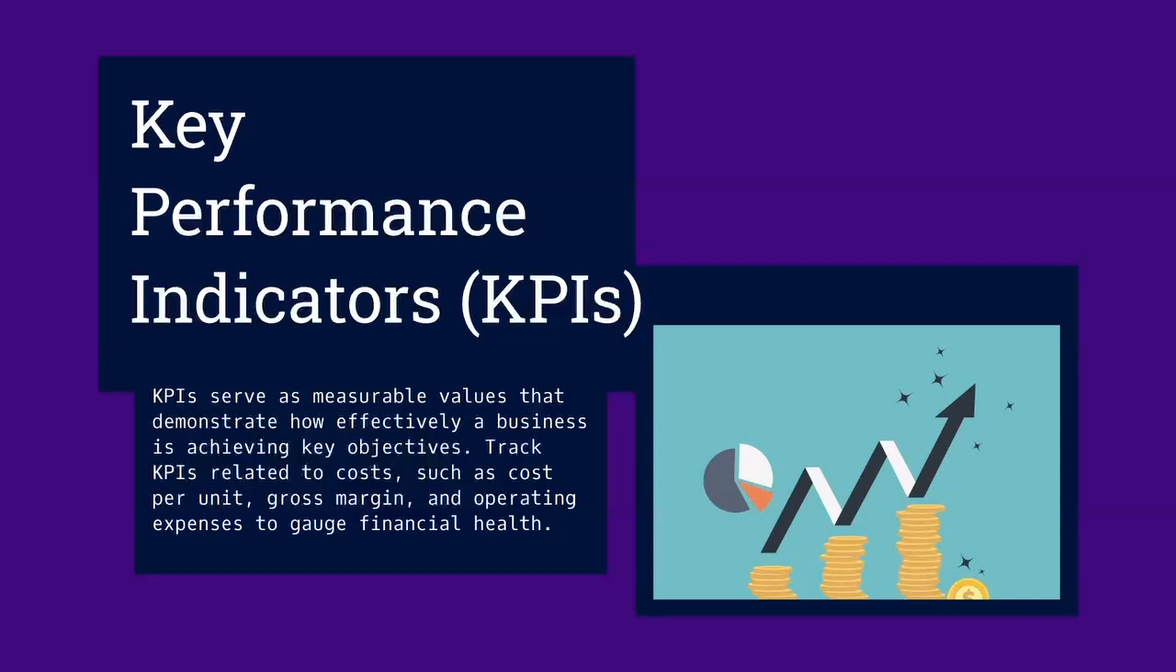Then you can use key performance indicators, right? So KPIs serve as measurable values that demonstrate how effectively a business is achieving its key objectives. Track KPIs related to costs, such as cost per unit, gross margin, and operating expenses to gauge financial health, right? In general, KPIs are more technical and you have to have a more advanced knowledge of finance to evaluate them, but they are always a good tool to use when comparing one year against the other, for example, or stuff like that, right?